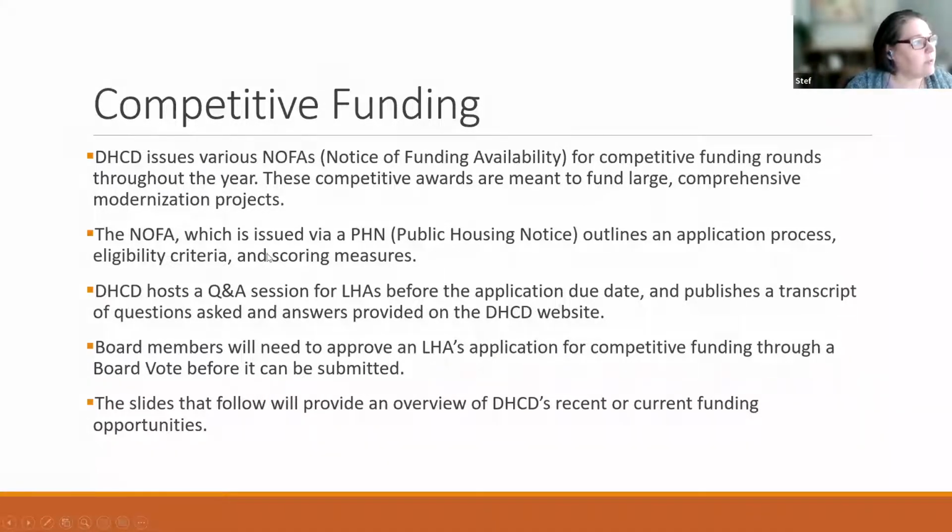And the NOFA is issued via a public housing notice. Hopefully you know what those are, but public housing notices are just anything that DHCD wants to make sure that the housing authorities are aware of. We issue a PHN, and that PHN outlines an application process, eligibility criteria, and how we score the different applications. DHCD also hosts a Q&A session for housing authorities before the applications are due and publishes a transcript of questions asked and answered. And all of this is available on our website so that all housing authorities get access to that information. Board members need to approve a housing authority's application for competitive funding through a board vote before it can be submitted.